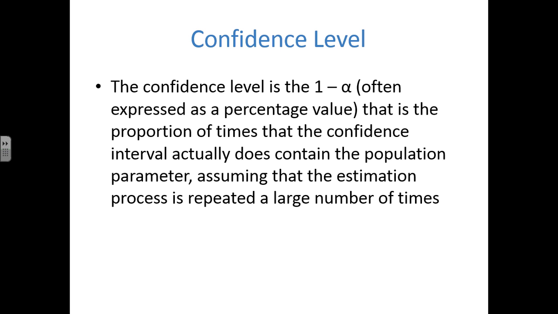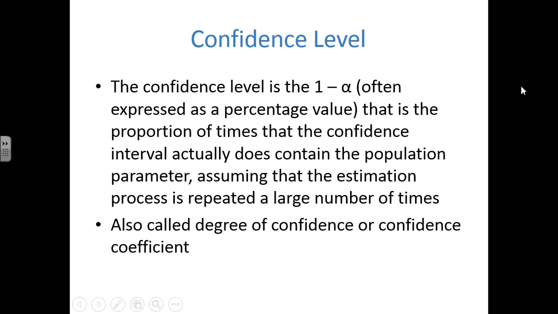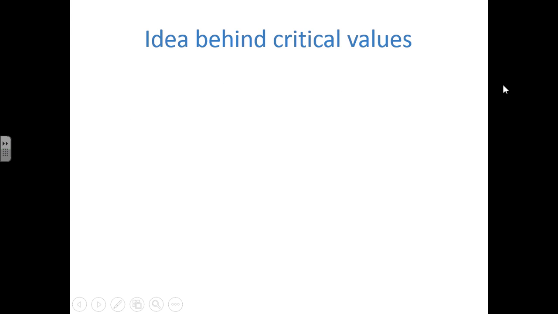So what this says is if I did this procedure 100 times and I was doing 95% confidence intervals, I would assume that 95% of them would contain the true population parameter, but 5% would not. And so I'm hoping that my confidence interval is one of the 95 that does contain the population parameter, not one of the 5% that does not. It's also sometimes known as degree of confidence or the confidence coefficient.